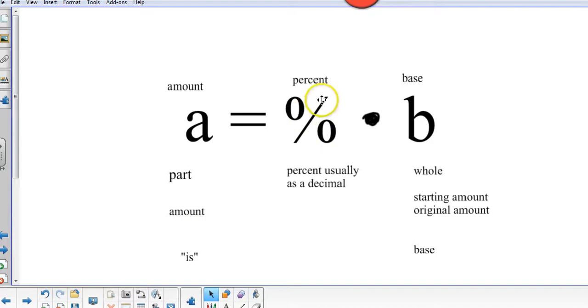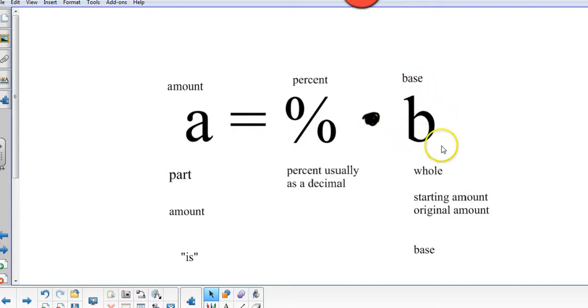Percent is obviously that. We usually use it as a decimal, so we'll take percent and change it to a decimal, basically what we did last time. Sometimes I'll leave it as a fraction, but most of the time, especially since I can use a calculator at this point, I'm going to use it as a decimal. All right. And then the amount of something is whatever percent times the base.